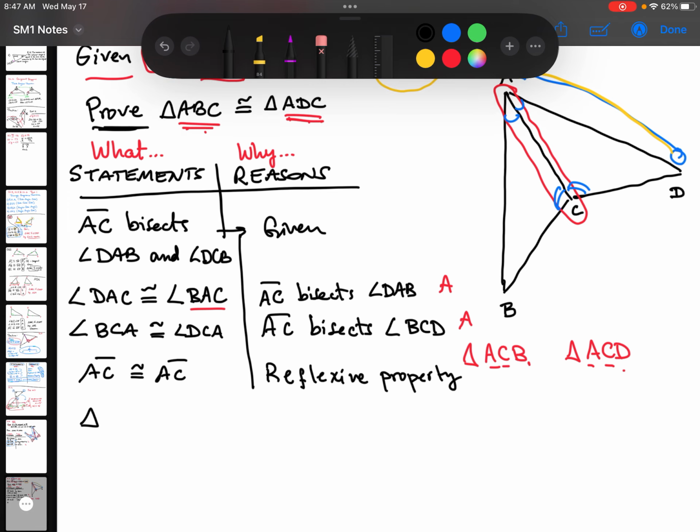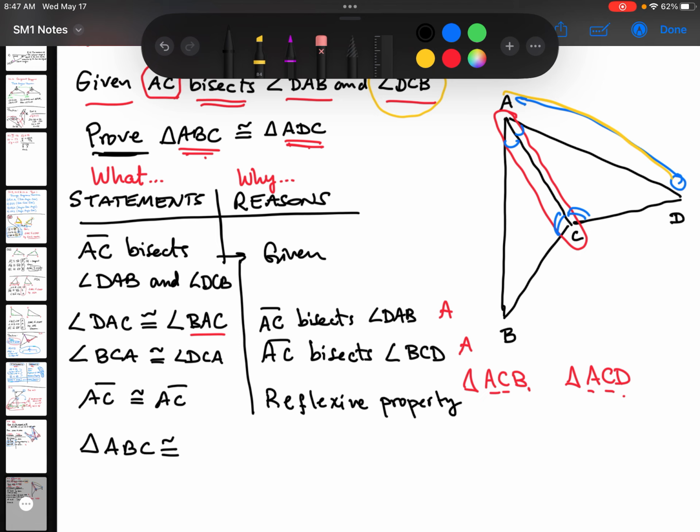Triangle ABC and triangle ADC are congruent. Why, Omar? Because of the ASA theorem. And I'm done. Okay, guys, that's it.